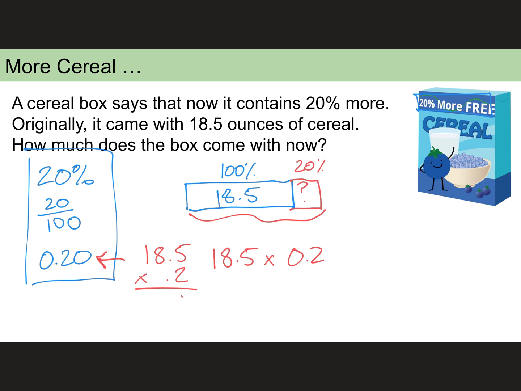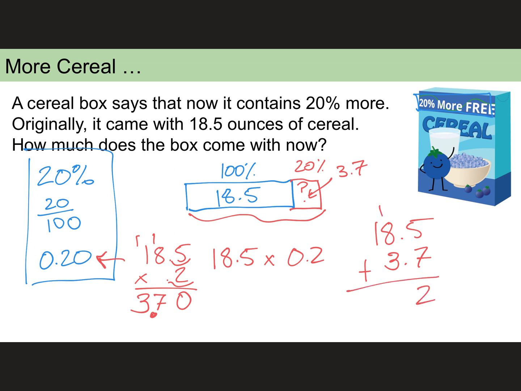So 2 times 5 is 10. 2 times 8 is 16, plus 1 is 17. 2 times 1 is 2, plus 1 is 3. And I have 2 decimal places, so my answer is that. So this extra piece is 3.7. Now to find out how much is in the total box, I'm going to take my 18.5 ounces from the original. I'm going to add my 3.7 ounces that have been increased, and together I will now know what my solution is, how many total ounces there are in this new cereal.